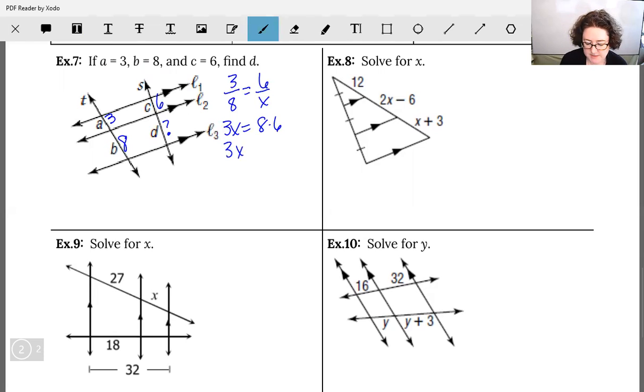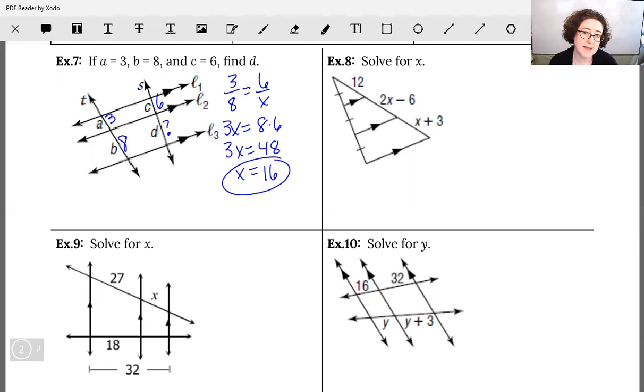And so 8 times 6 gives us 48. Divide 48 by 3, and we get 16. And that makes sense with our diagram. You'll notice C was bigger than A, so D should be bigger than B. Okay, example 8. Wait a second, I only have one side of my diagram filled in along a transversal.